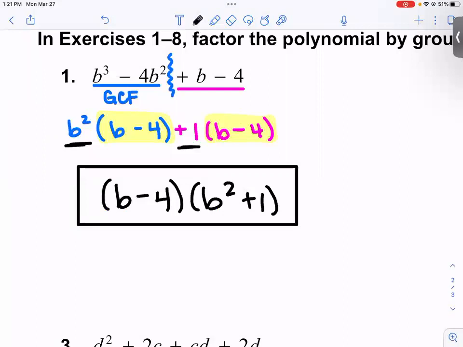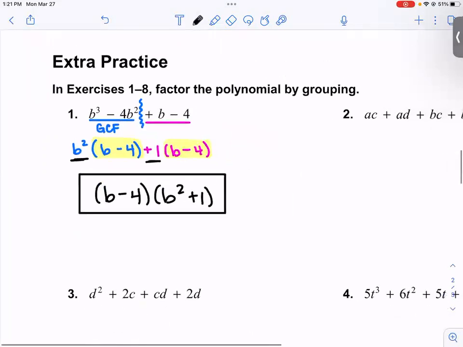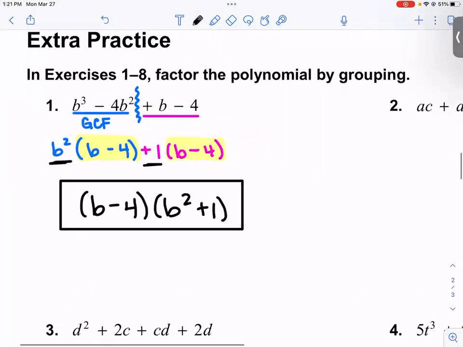Wow. This is one of my favorite factoring methods. It's right there. I think it's great. Yeah, and that's what we just got to practice.